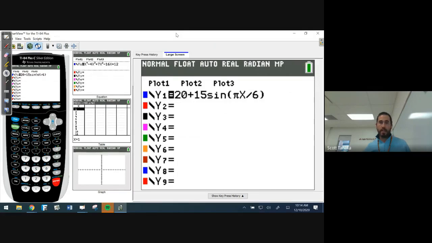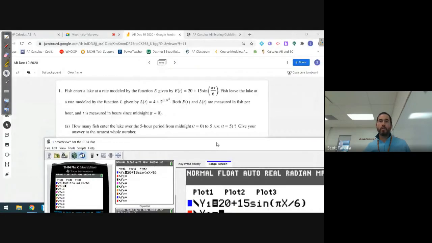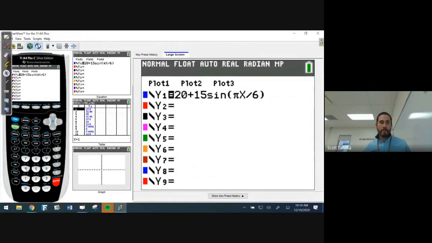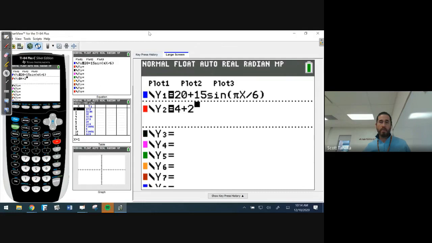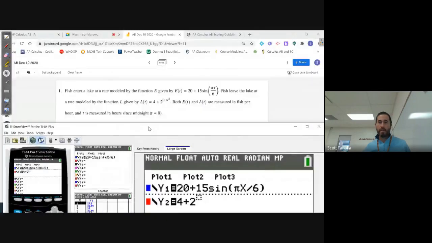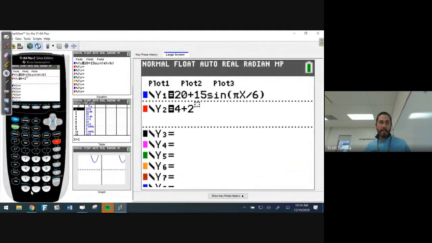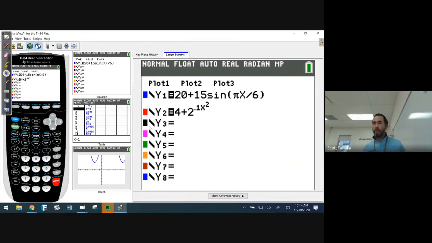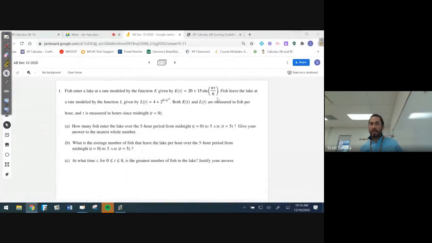Okay, you guys can look at my screen. The next one is 4 plus 2, and then I'm going to raise that to some power, 0.1 x squared. Enter. Okay, I'm going to leave that there and minimize it. It's still up on my screen, don't worry. I'm going to wait a moment to make sure you guys get those plugged in.